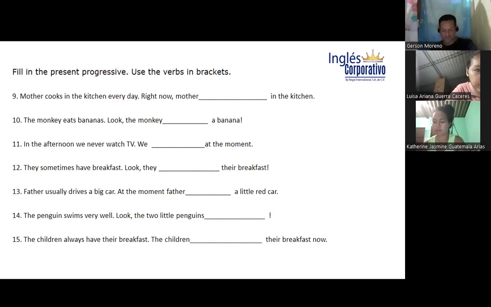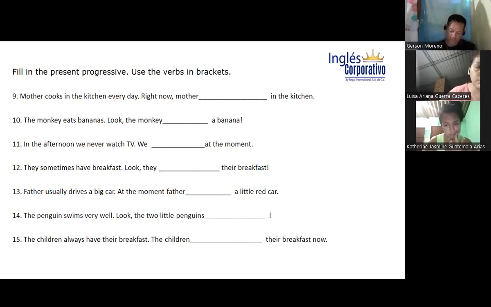And then we go on with the number 14 here. The penguin swims very well. Look, the two little penguins. It is swimming. Plural. Are swimming. Yes. Are swimming. Because in this case it's singular, right? The penguin swims very well. Look, two little penguins are swimming because in the second part they see more than one. So we're talking about two. That is plural. That's okay.